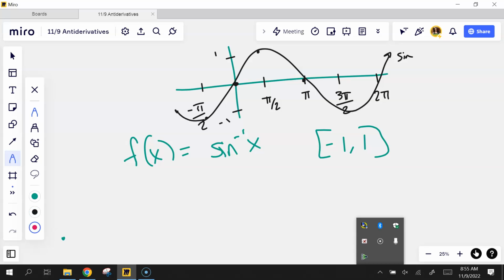So now if I do inverse sine, that means I switch x and y, right? So 0, 0 is still there. Instead of pi over 2, 1, it would be 1, pi over 2, right? So this thing is going to turn on its side and do something like this, right? Do we all agree with that? But that's not a function if it keeps going forever, right? Because it doesn't pass the vertical line test.